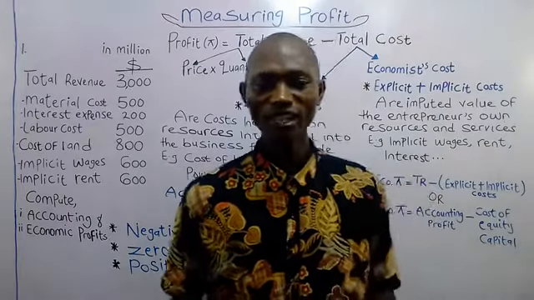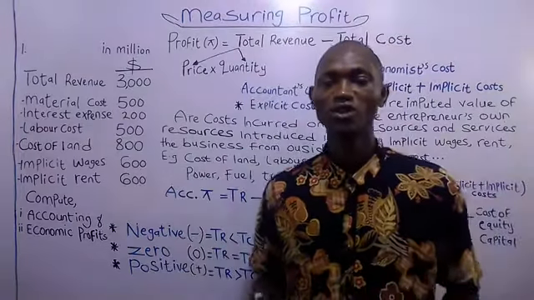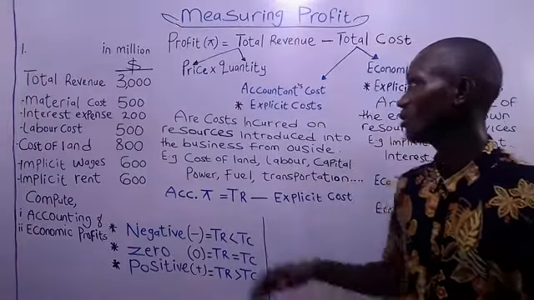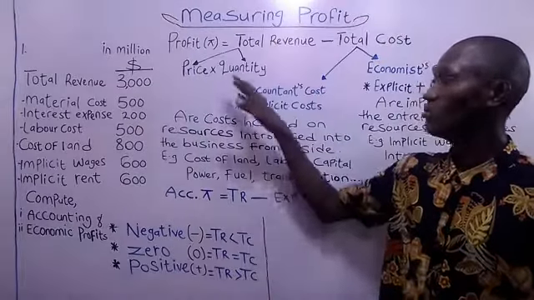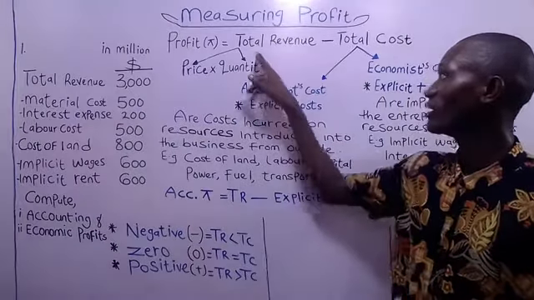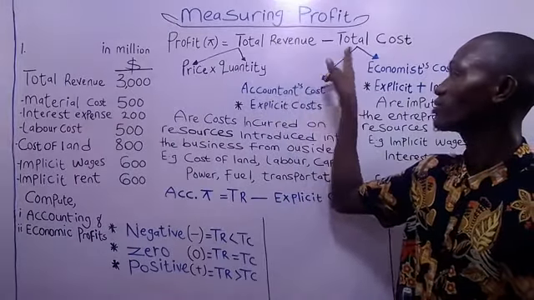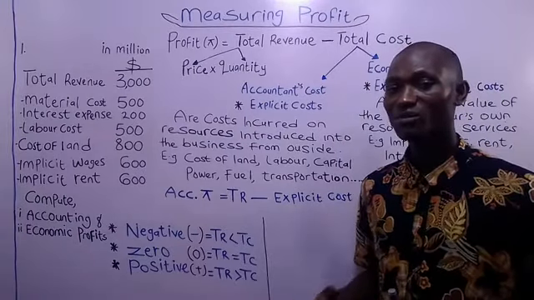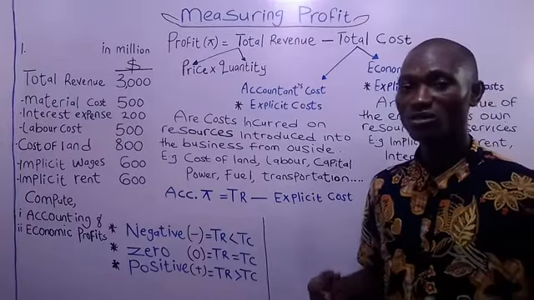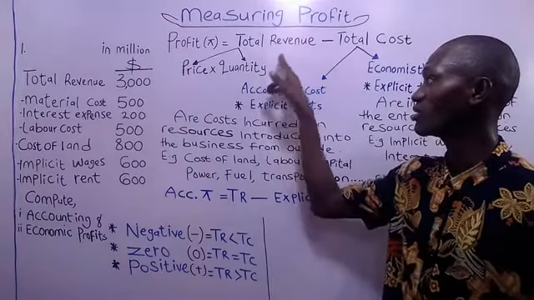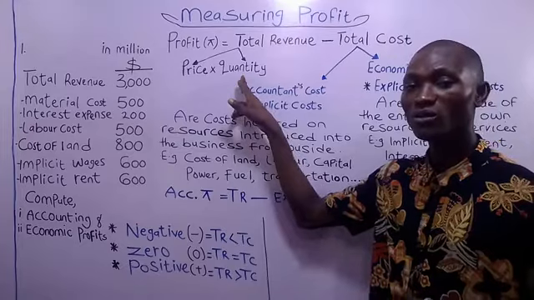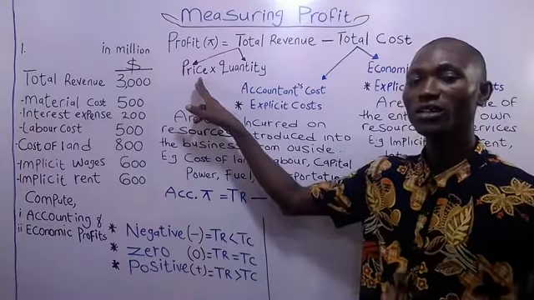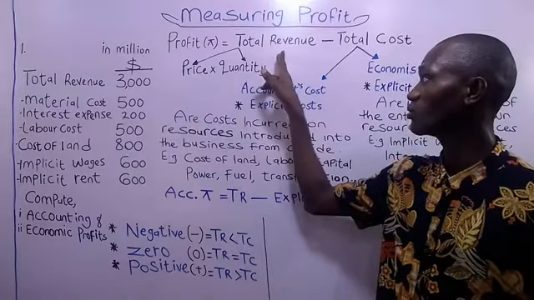So let's break down how profits can be measured both by the accountants and the economists. Profit is gotten by total revenue less total cost. The accountants and the economists seem to be on the same page on what should constitute total revenue. Total revenue is the quantity of goods and services sold multiplied by the price at which they are sold. That will give you total revenue.